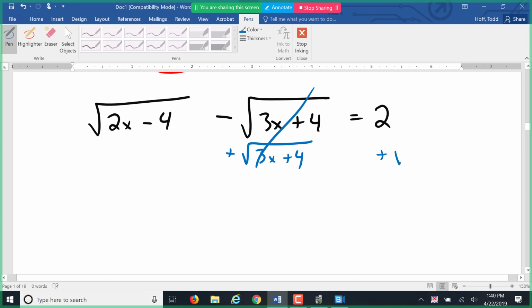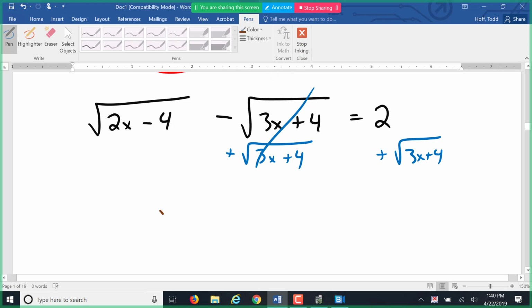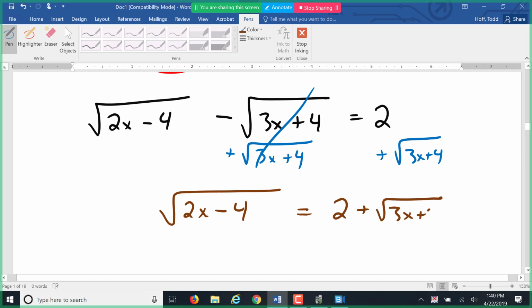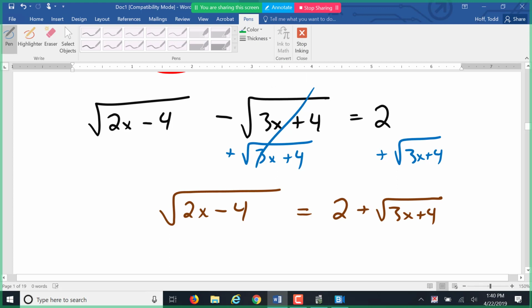I'm going to add it to both sides to put it on the other side. So now what we have here is the square root of 2x minus 4 on this side equals 2 plus the square root of 3x plus 4 on this side. Now we're going to go ahead and square it.